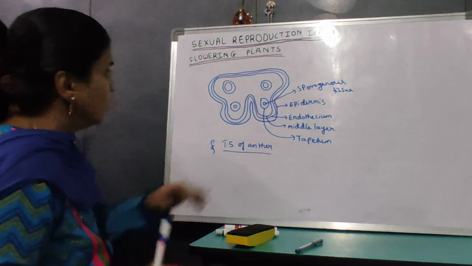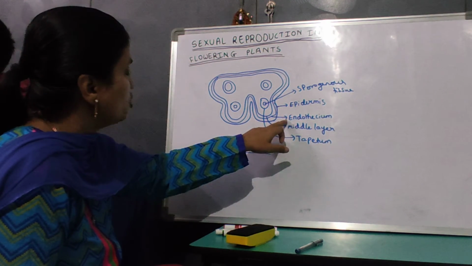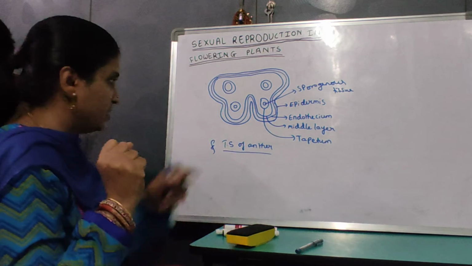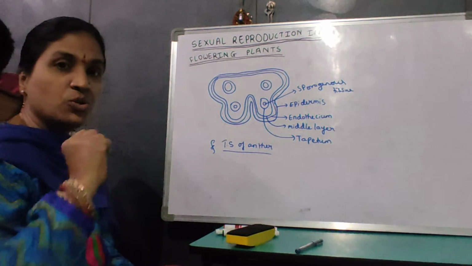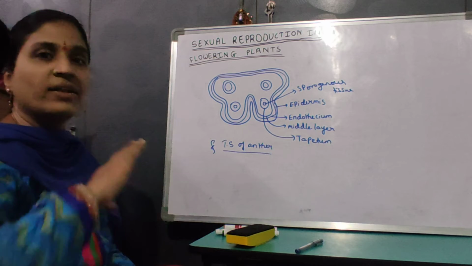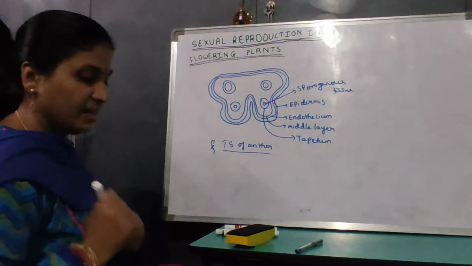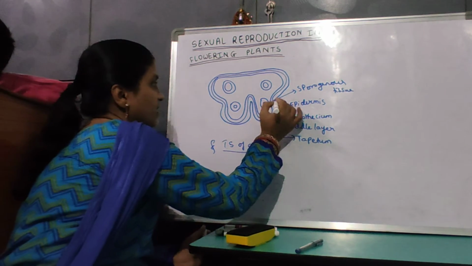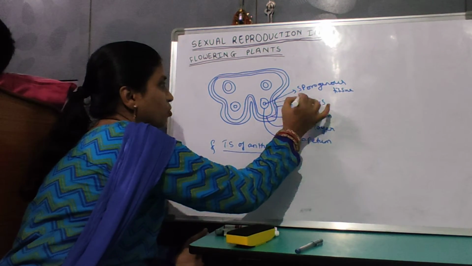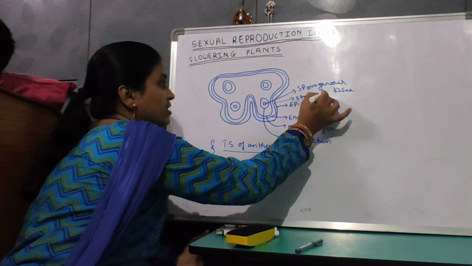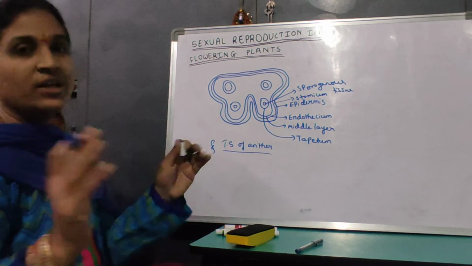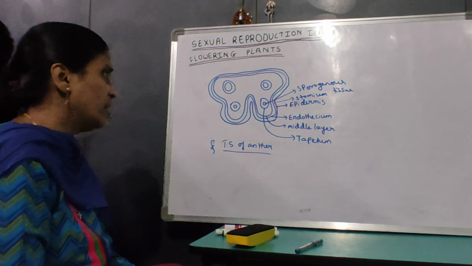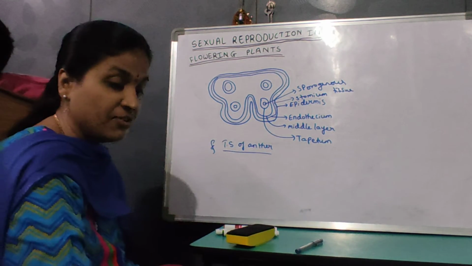Coming to the endothecium, its cells are going to lose water, and they are going to contract, and dehiscence occurs. That loose portion is called the stomium. Here the stomium will be present. That is the portion where the pollen grains will be released. It will be cut and the pollen grains will be released after maturation.